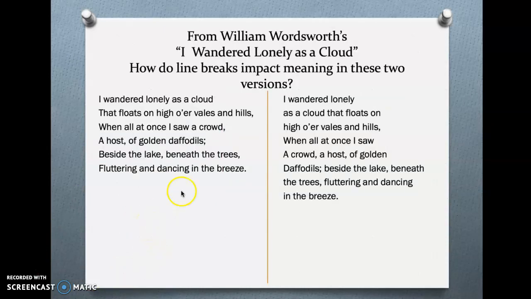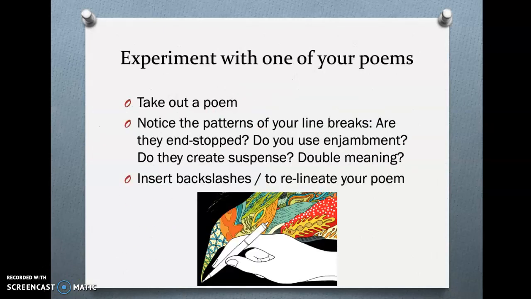Same thing here. Here is Wordsworth's original. What I did is I sort of chopped it down a little bit. I made the lines shorter. And you can see, even the first line, "I wandered lonely as a cloud." If we read it, "I wandered lonely as a cloud that floats on." It's different, right? Than "I wandered lonely as a cloud that floats on high o'er vales and hills." The feel of it is different, the turn is different, the double meaning of the line breaks is different. So check this out and pay attention to this in your writing.